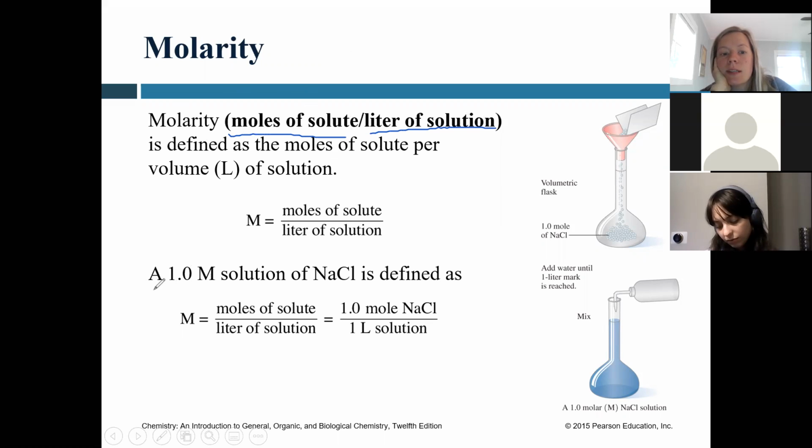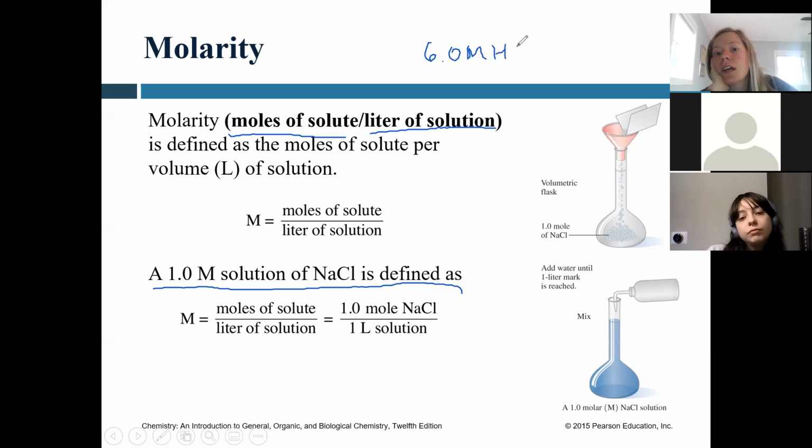So if I look at something that says, oh, I have a 1 molar NaCl solution, that is the same thing as saying that I have 1 mole of NaCl in every liter of that given solution. What if instead I had a solution that was like 6.0 molar HCl? That's the same thing as saying 6.0 moles of HCl in every 1 liter of solution. Okay.